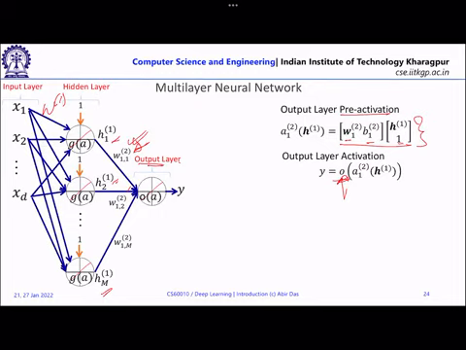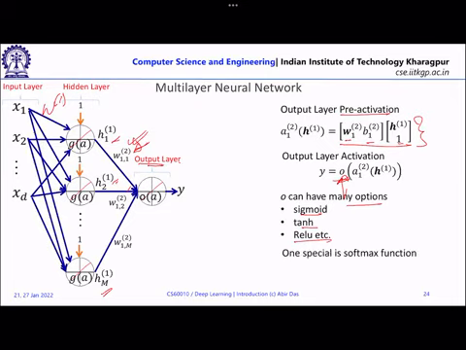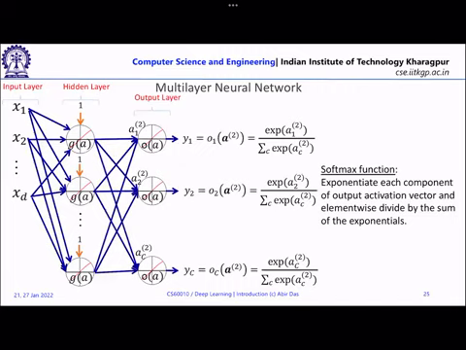Generally, the hidden layer activations are sigmoid, tanh, etc. And this is something called softmax. So let us go into that. O can have many options: sigmoid, tanh, relu. That can also be true. O can very well be these. But one special option is this softmax function, right? So the softmax function, what is this? Let us try to see this, and then we will stop for a few questions.